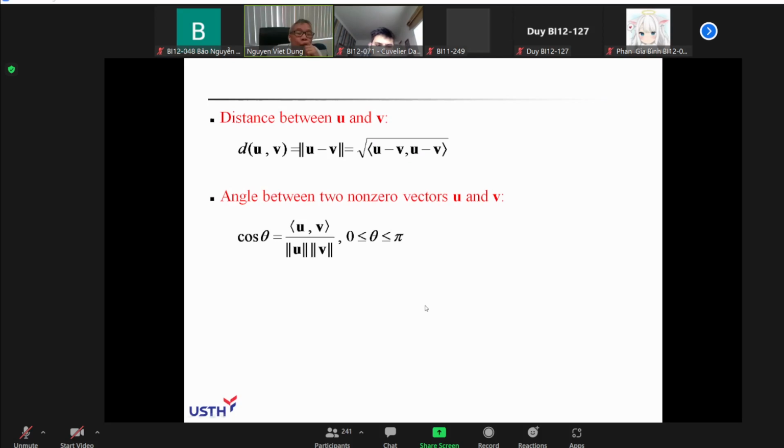That is the angle between the two non-zero vectors. Next, we define the notion of orthogonal. Whenever we define the angle, we can define the notion of orthogonal. Now, two vectors are orthogonal if and only if the inner product of U and V equals 0.